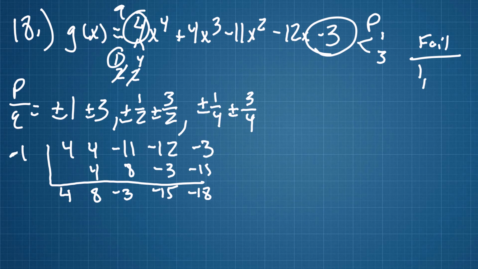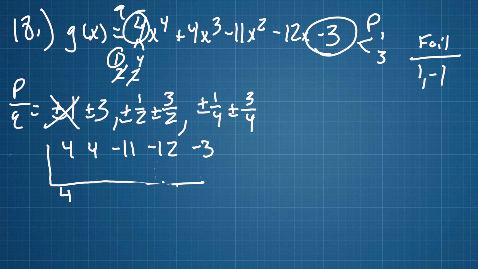Now I try negative 1. Makes that negative 4. Makes that 0. Negative 1 and 0 is 0, which makes this negative 11. Negative 1 and negative 11 is positive 11, which makes this negative 1. Negative 1 and negative 1 is positive 1, which makes this negative 2, which means negative 1 fails. So now I'm going to try 2. Or not 2, I'm going to try 3, because 3 is the next thing on my list. So now I'm going to try 3.